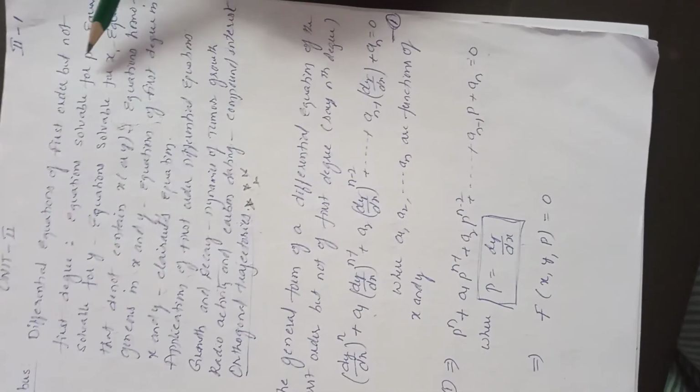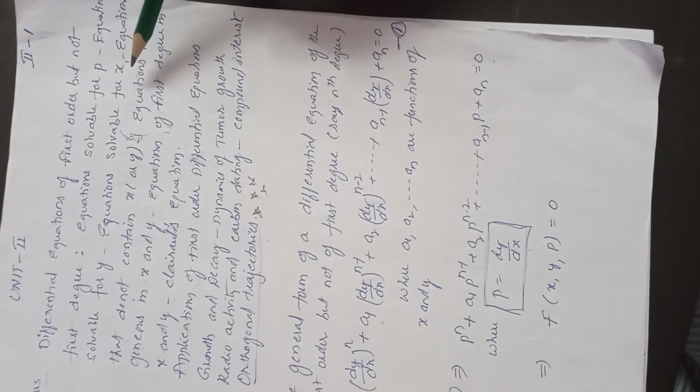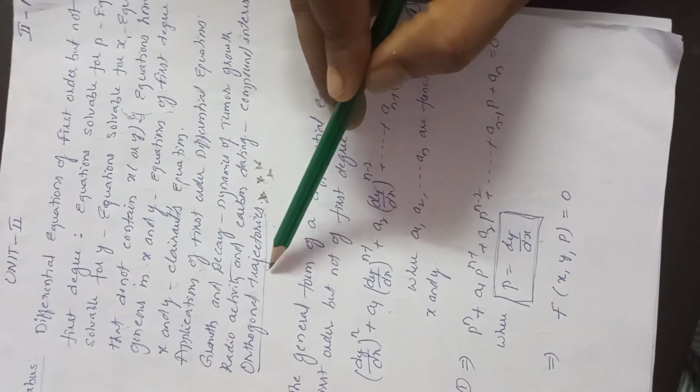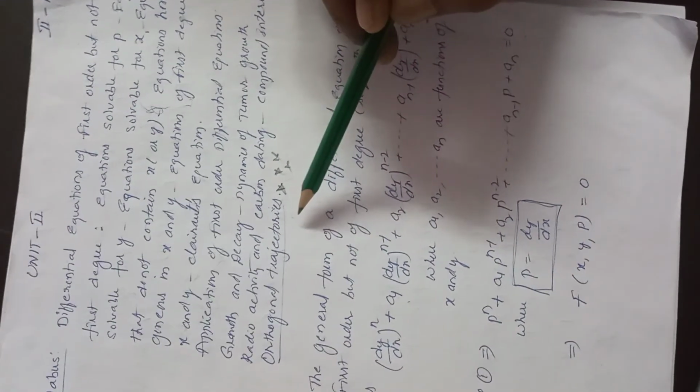First three parts: solvable for p, solvable for y, solvable for x. These topics are very important, and the last one is orthogonal trajectories. This is very important. Clairaut's form is very easy. Now we are going to discuss that one.